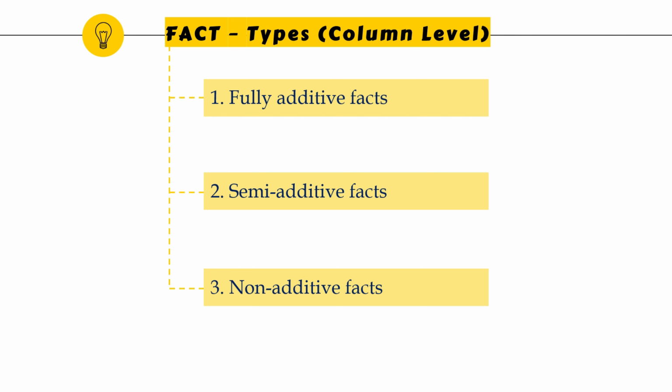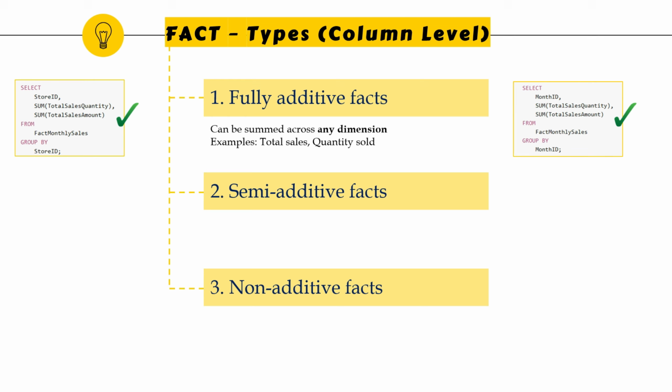Some facts are fully additive, meaning they can be summed across any dimension. Total sales or quantity sold are classic examples, and you can slice and dice these numbers in any direction without any problem. For example, if you want the total sales for each store, or for each month, or even for each product, you can get it with a simple SQL aggregation. And that's exactly what makes sales amount a fully additive fact.